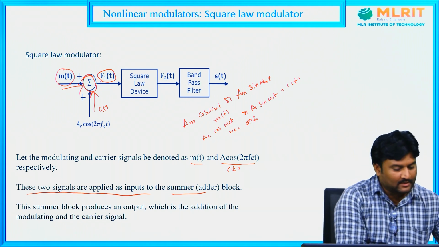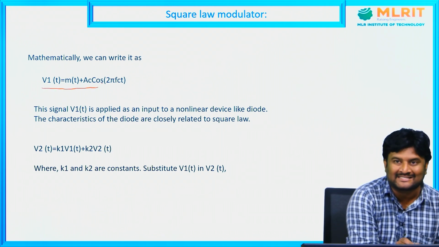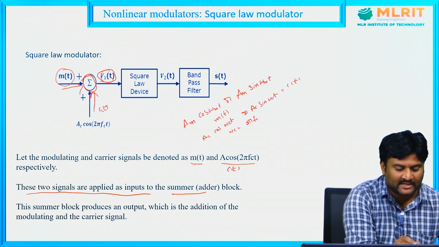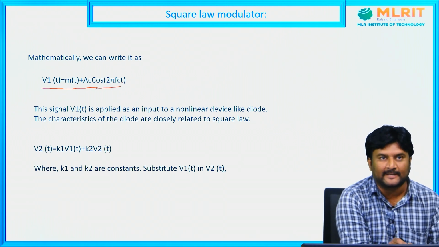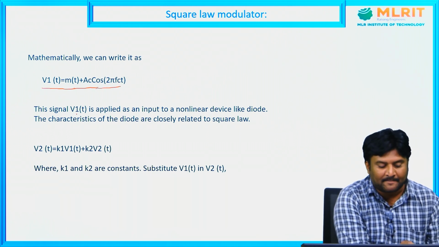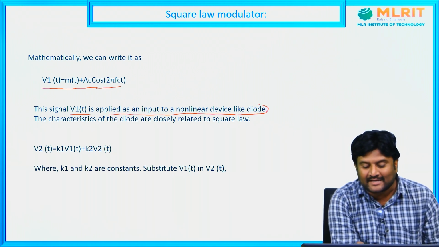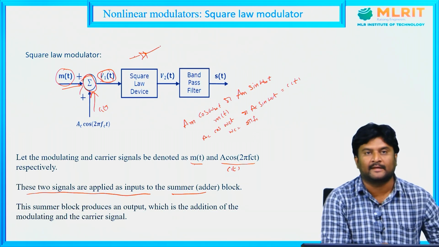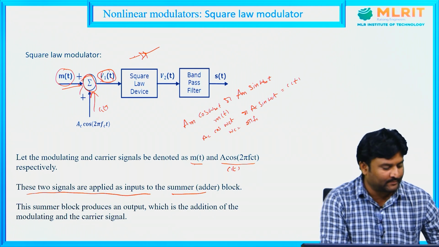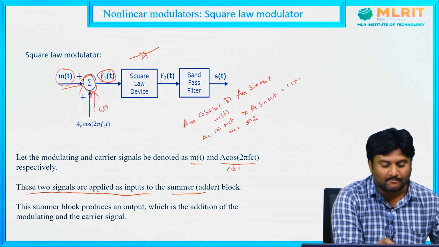Observe here, V1(t) is equal to m(t) plus the carrier signal, because V1(t) is nothing but m(t) plus c(t). It is the summation. That's why m(t) plus Ac cos 2πfct. This V1(t) is applied as the input to a non-linear device, for example a diode. Then V1(t) is given to the diode, and the output comes out as V2(t).